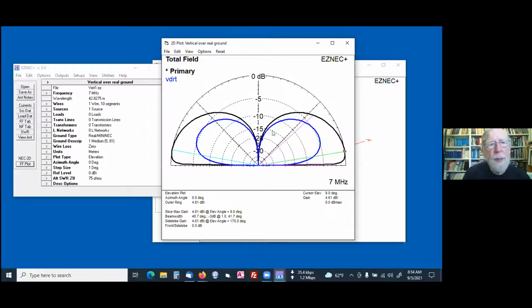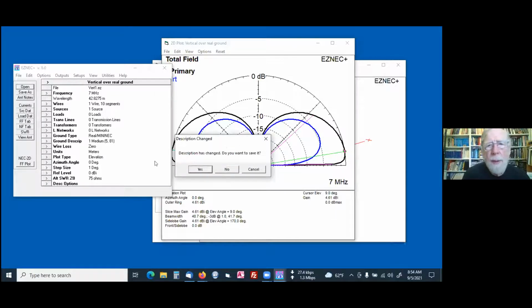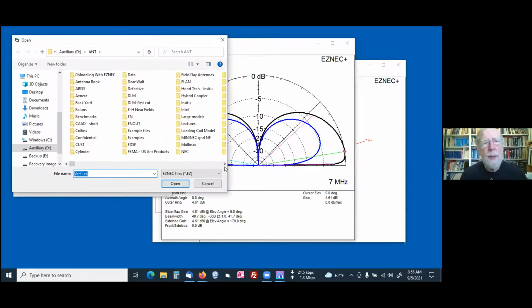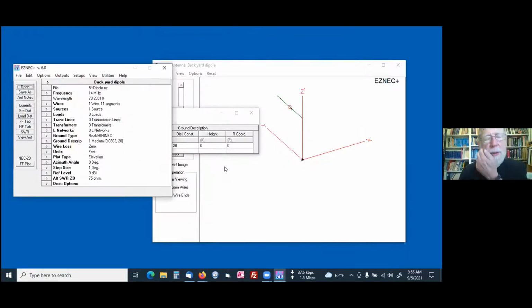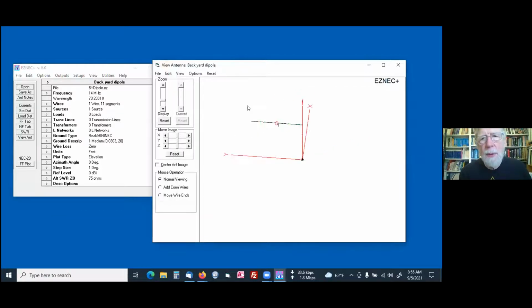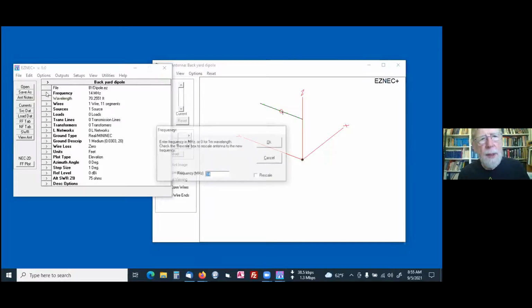Now let's take another antenna here. Okay, I'm going to go backyard dipole. This is another one of the example files, and this is one of the antennas that you create in the test drive tutorial also. And this is just a single dipole, and it happens to be at 20 meters. The vertical was at 40 meters, and that can be important because the ground reflection characteristics are going to be different at different frequencies. So we're going to change this to a 7 megahertz dipole.